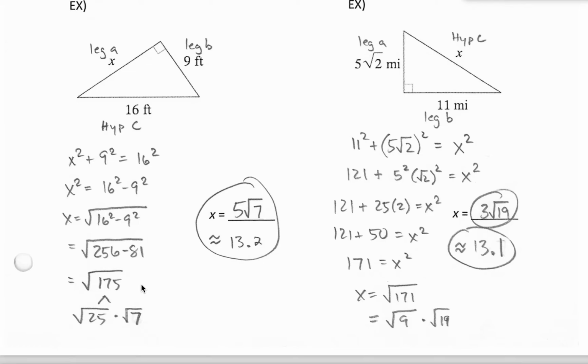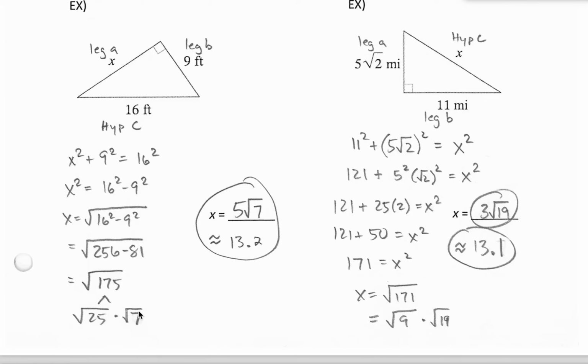To simplify the square root of 175, I need to be dividing by my perfect squares. So can I divide by 4? No. Can I divide by 9? No. What about 16? No. I can divide by 25. So 25 is the first perfect square that I can factor out of this. 25 times 7 is the factor pair there.